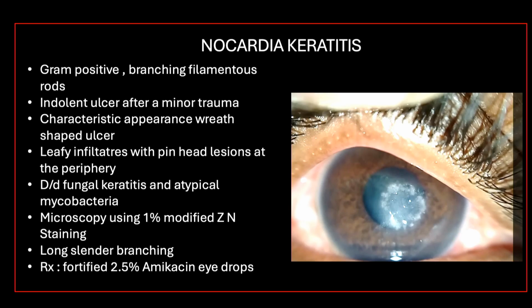And then this is an ulcer which is not very common, but it's a very indolent ulcer. Patients present with minor trauma, and with normal medications it won't respond. It has a characteristic feature, which is pinhead lesions at the periphery with a wreath-shaped appearance. To identify this, you have to use the ZN staining method, and they are seen as long, slender, branching, gram-positive rods. Here also the medication we use is amikacin.